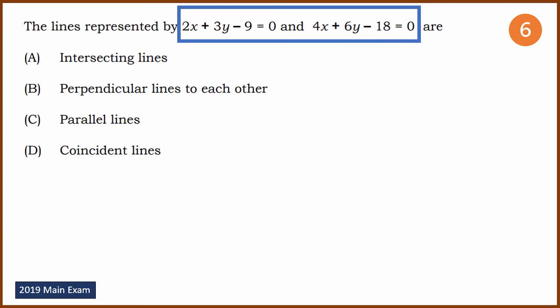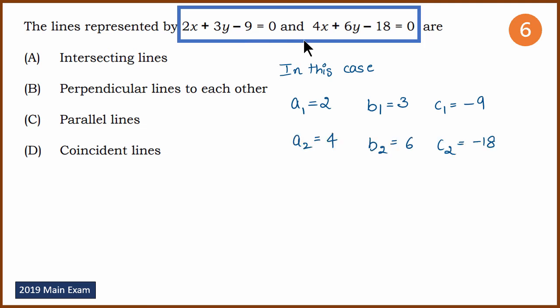So let's look at the steps to find the ratio. What do we do first? The first step is we find the coefficients of the first equation. For the first equation: a1 is 2, b1 is 3, c1 is minus 9. Similarly, a2 is 4, b2 is 6, c2 is minus 18.